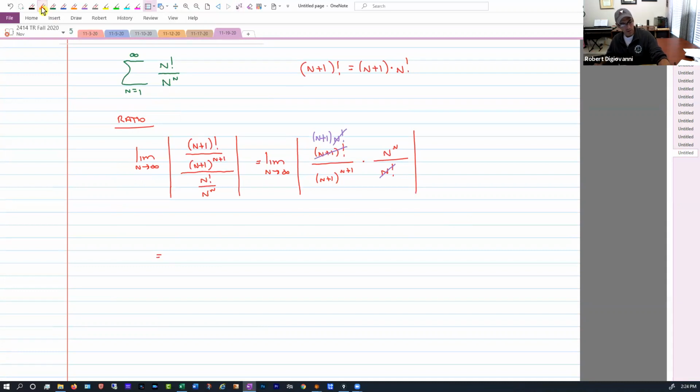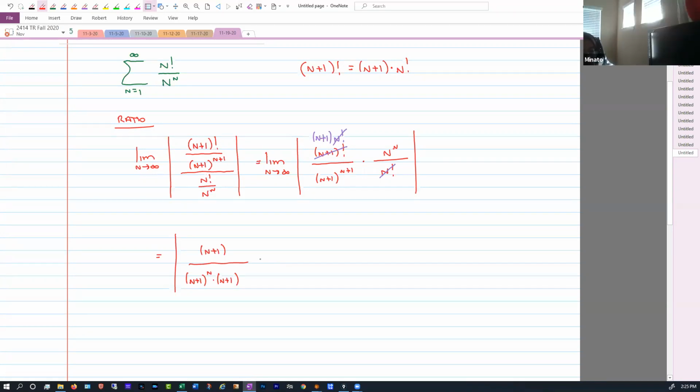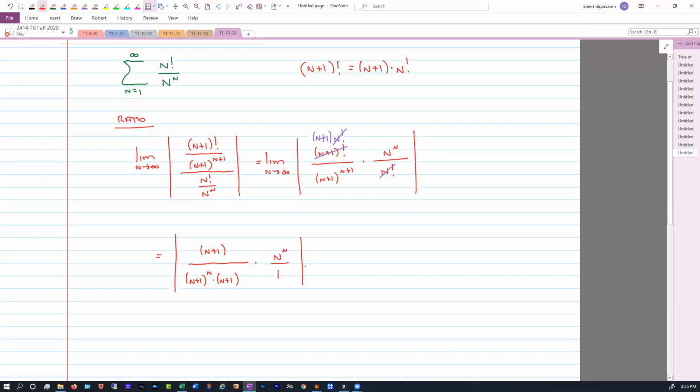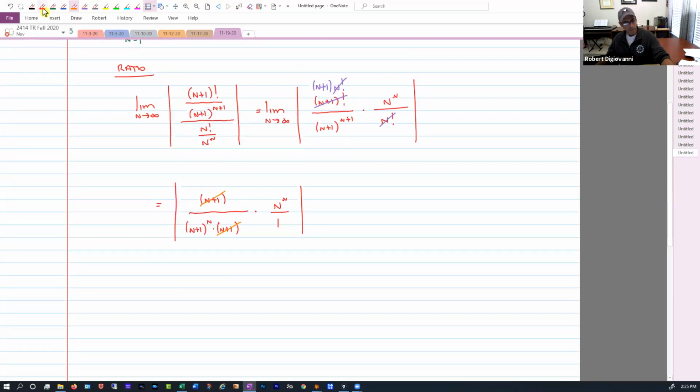So we still have an n+1 up here. On the bottom, I'm being told to split that into (n+1) to the n times (n+1), is that correct? Yes. And then times, we still have an n to the n here, over 1. So the factorials are gone, right? Yeah. And so we have n to the n over (n+1) to the n.